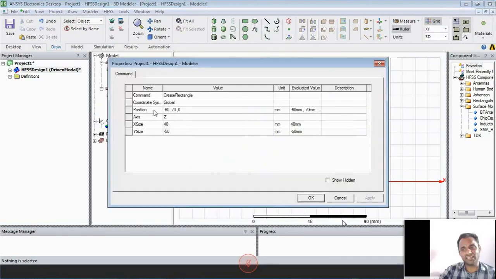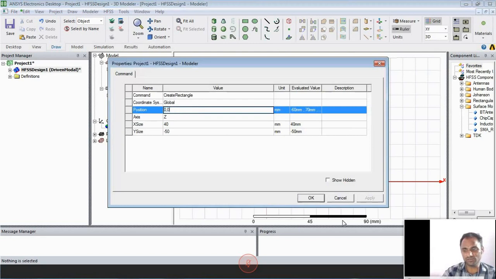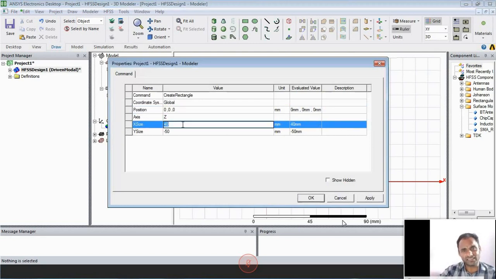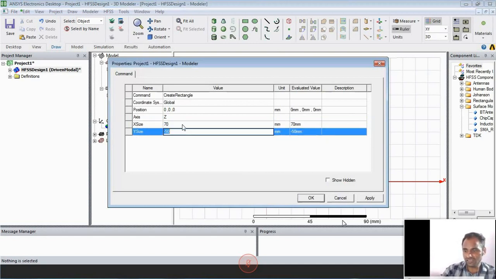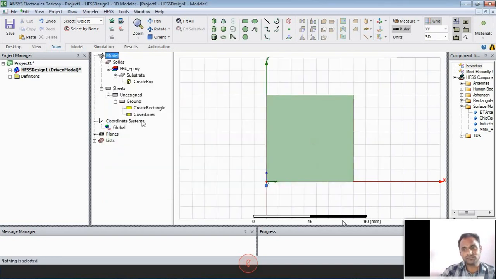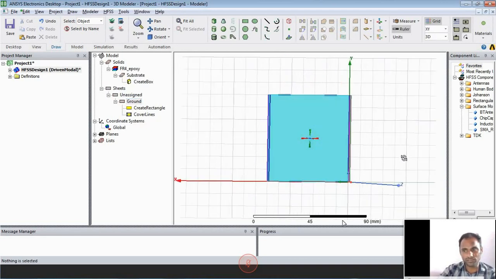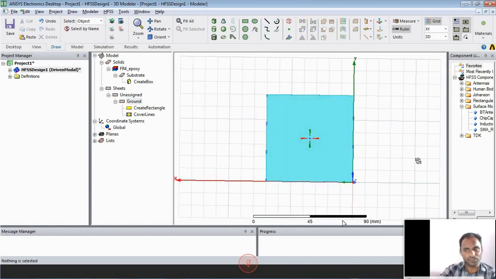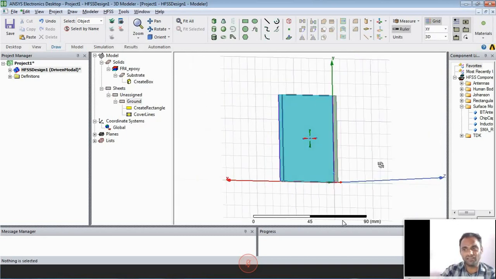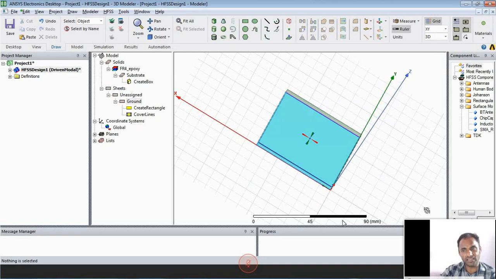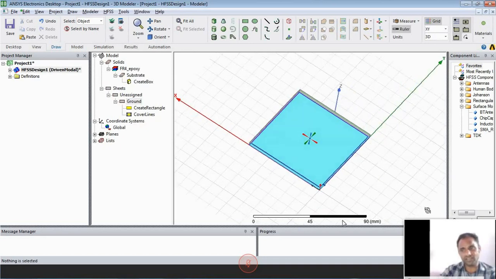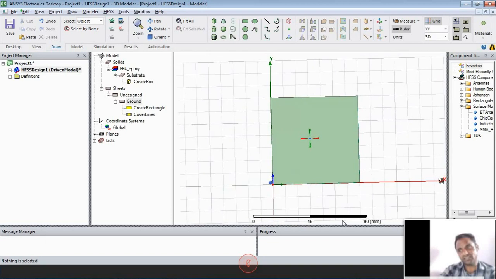Now I go for create rectangle. Then I have to make the axis also 0, 0, 0. Then the rectangle is converted into a square, the same dimension. So 70, 70. I'm taking 70 as 70. So now the ground also is converted into a square. Why am I taking a rectangle? Because here we have rectangular, circular, pentagon alone. So I take a rectangle, then convert that rectangle into a square.